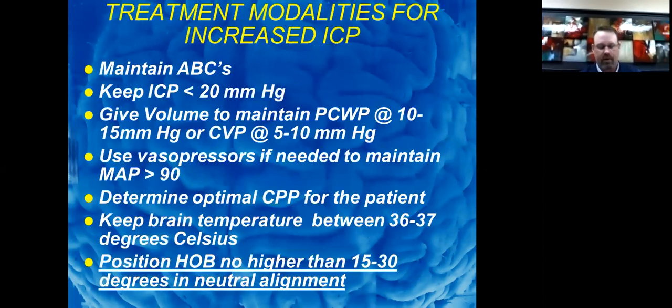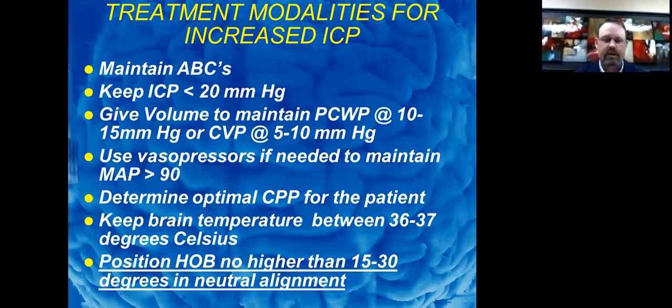Treatments for intracranial pressure. Oh, one other thing. CPP less than 60 is hypoperfusion, and you want to maintain a MAP of greater than 90 with pressors or fluids when ICP is elevated, because the pressure in the brain actually can increase the amount of pressure that's required to provide the blood, oxygen and nutrients to the brain.